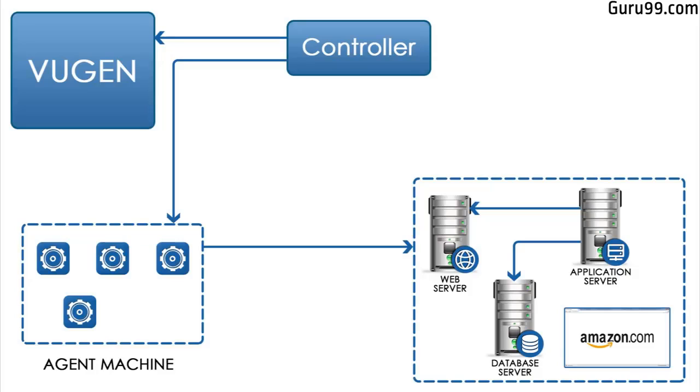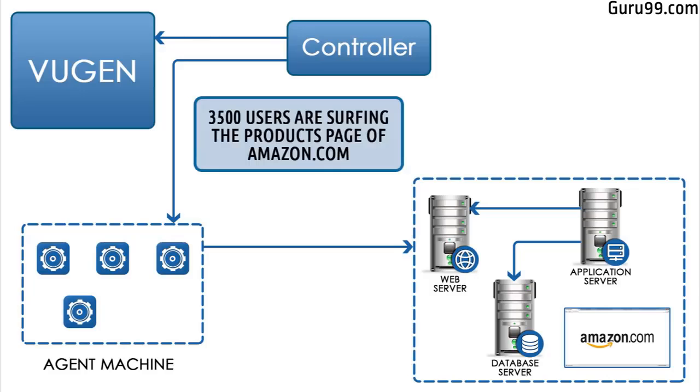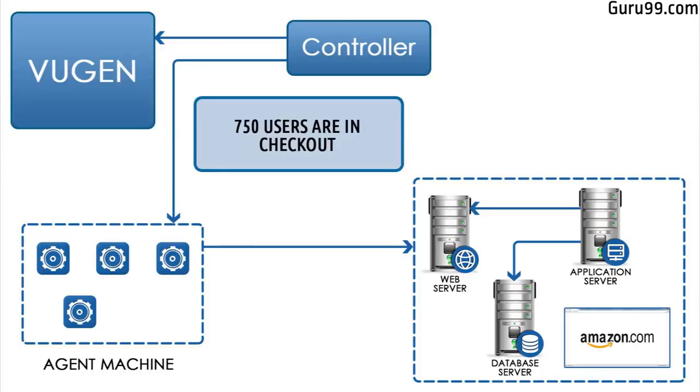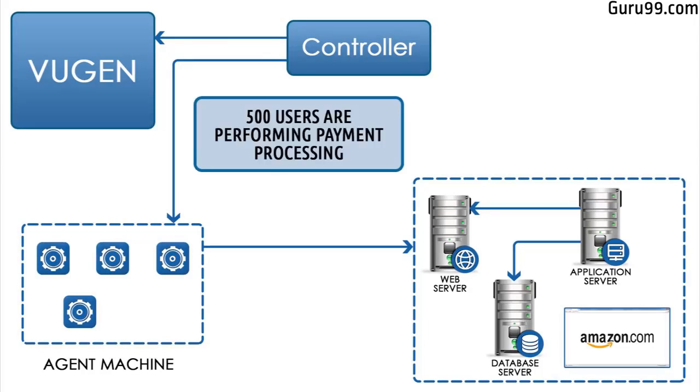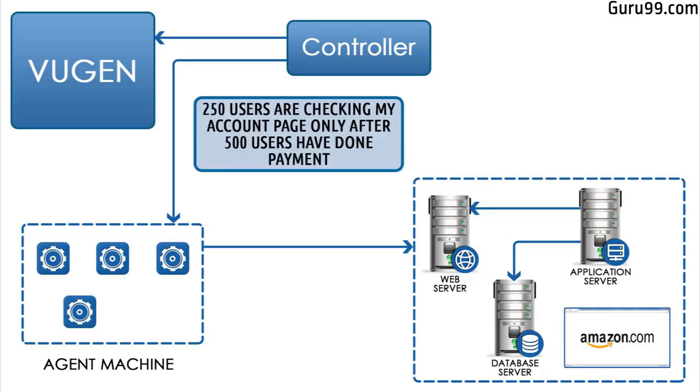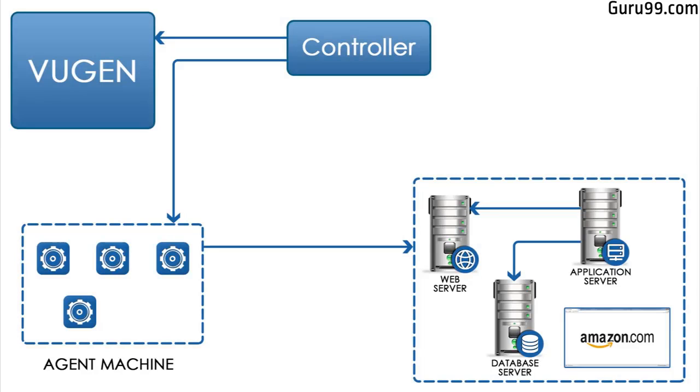Taking from our Amazon analogy, an example controller will add the following controls to the script. 1. 3,500 users are surfing the products page of Amazon.com. 2. 750 users are in checkout. 3. 500 users are performing payment processing. And 4. 250 users are checking their My Account page only after 500 users have done payment.